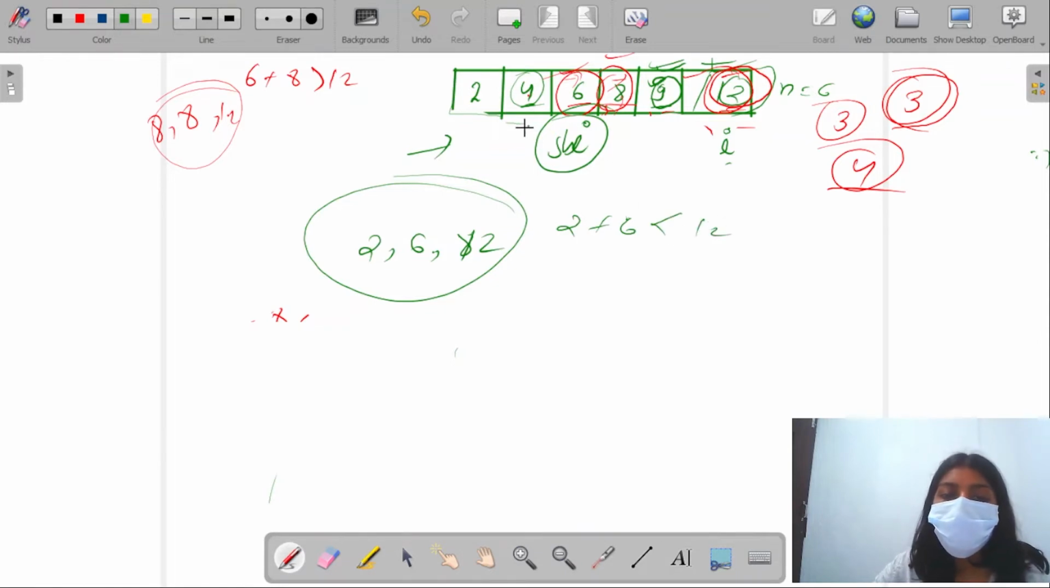Now I increase my low, which is 4 here. Now 4 plus 6, is it greater than 12? No, it's less than 12. Now I cannot have this combination, because here my low and my second highest become equal. So it is also not possible. So what am I going to do? Now this is not going to form any triangle.